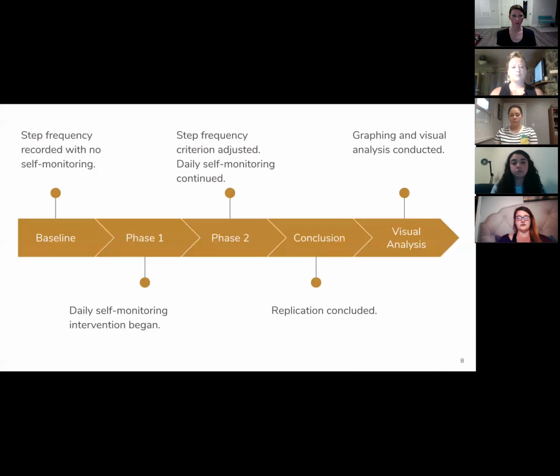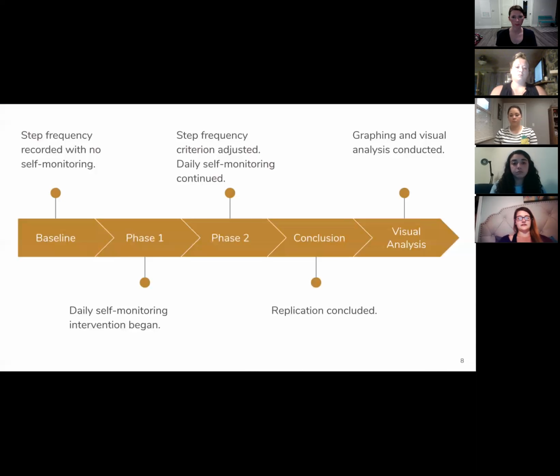For the purpose of the study, we did not make it to phase 2 due to being short on time. If we would have made it to that phase, it would have been completed exactly like phase 1, but with a different goal to match. Once we were done with the baseline and phases, we concluded the intervention.